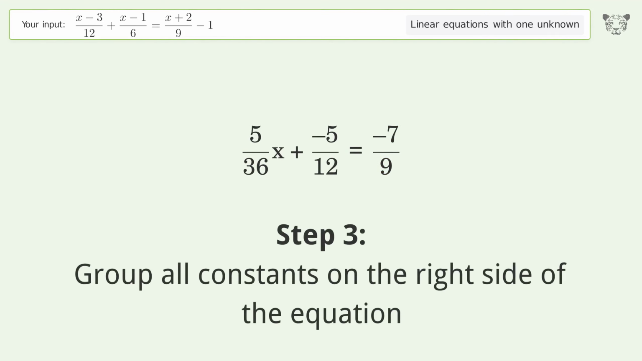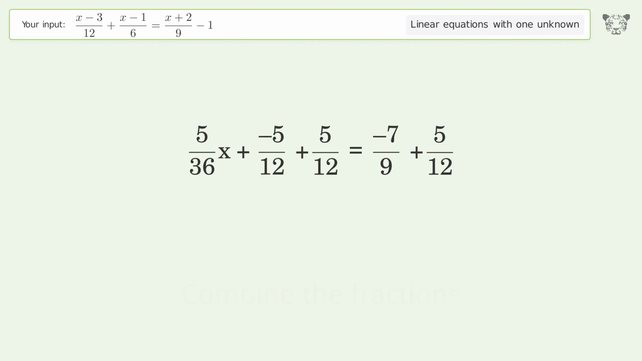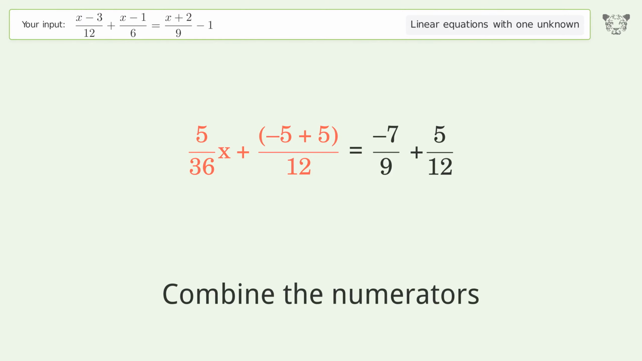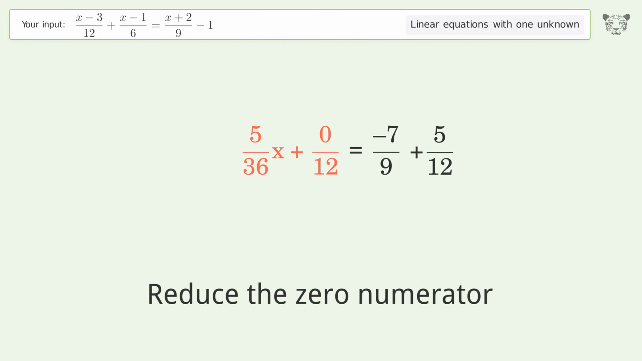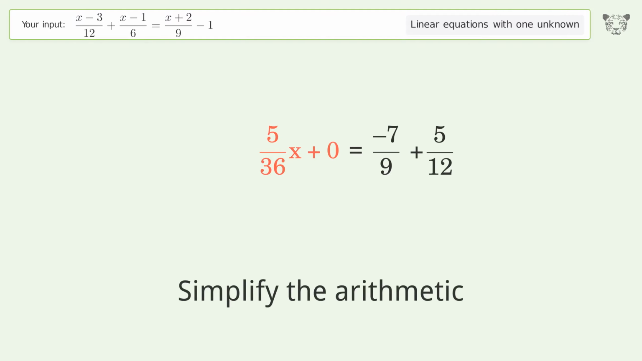Group all constants on the right side of the equation. Add 5/12 to both sides. Combine the fractions. Combine the numerators. Reduce the zero numerator. Simplify the arithmetic.